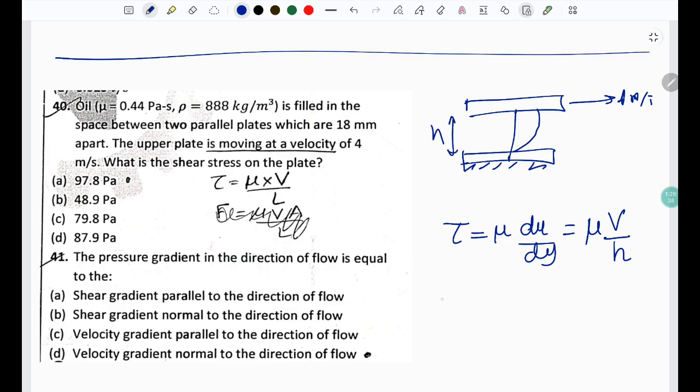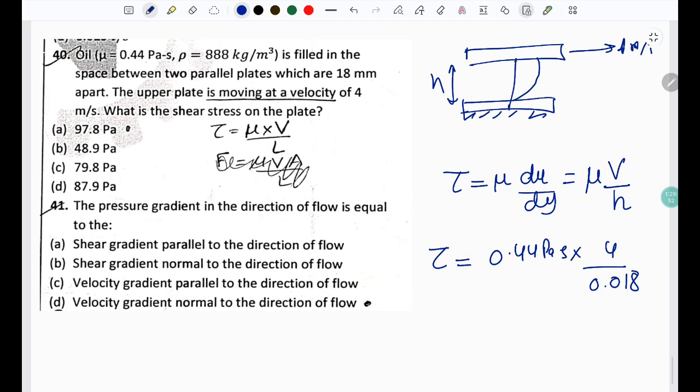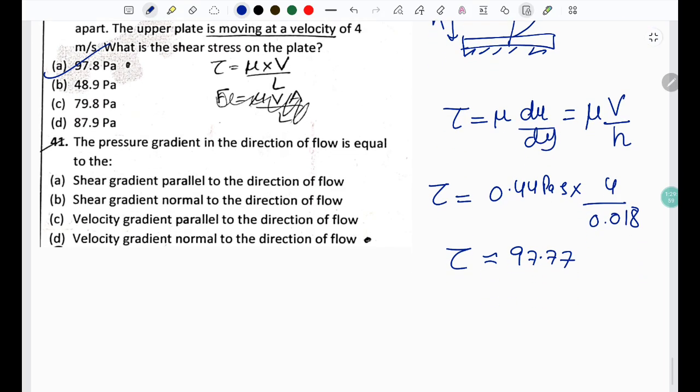The question is asking us about the shear stress on the plate. The mu here is given as 0.44 Pascal seconds, velocity is 4 and the h is 18 mm, which I can write as 0.018 meters. On solving, this comes roughly equals to 97.77. That is our A option. Let's see the next question.